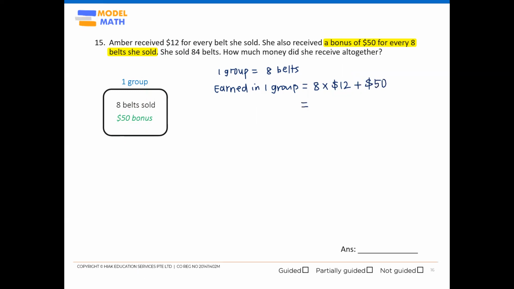So you see, I'm earning a lot more than what I usually earn. Instead of just earning 8 times 12, I also get an incentive of $50 extra. That's why plus $50. So 8 times 12 first, that will be $96. 96 plus 50, that will be $146. So I'm earning so much for one group. In one group, I earn a total of $146 per group.